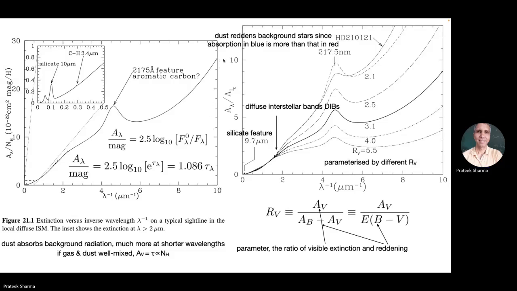So you have maximum absorption here and minimum absorption here. This is about 1 micron, infrared. This is like 0.5 micron, so this is sort of UV visible. The inset shows the extinction at lambda greater than 2 microns, which is this part. So this is lambda inverse, and lambda greater than 0.5 is shown here. So this is absorption in the infrared part. In fact, in this absorption, you actually see these features.